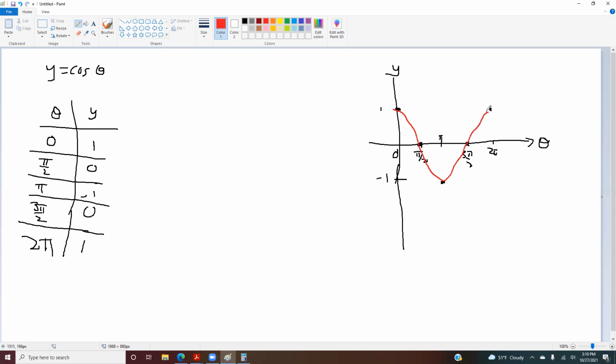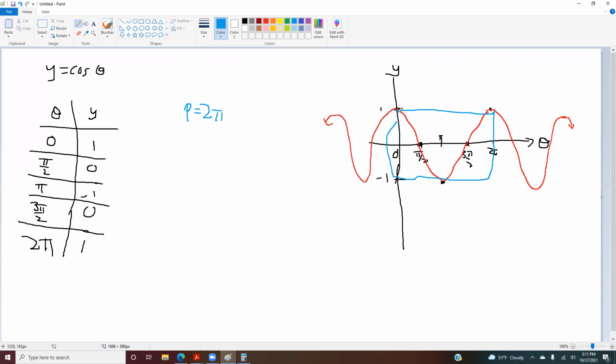Once you reach up here, it will come back down. It also has a valley, and this one is also a valley, so it goes like this and keeps on going. The period is still 2 pi, because at 2 pi here, this is the basic cosine graph. From 0 to 2 pi is your period here, and after that, everything is going to be the same.